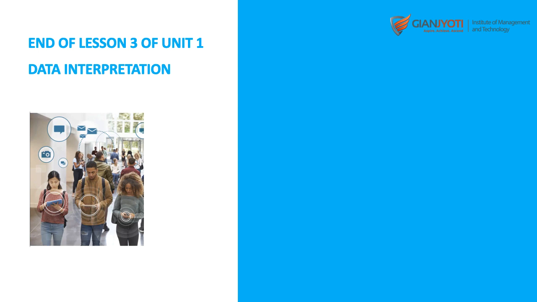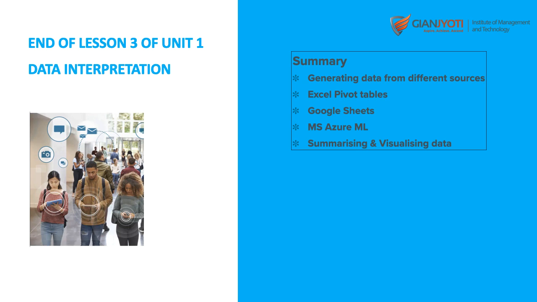So that is all from my side for lesson 3 of unit 1 on data interpretation. Let me summarize the things for you. So we saw how you can generate data from different sources. What are the pitfalls, because the format is different at each source, and how you can use some of the tools. And the simplest tool and the most effective is pivot table from Microsoft Excel. In order to collaborate, you can use Google Sheets, and one of the very solid tools, which is very robust, flexible and scalable, is Microsoft Azure ML.